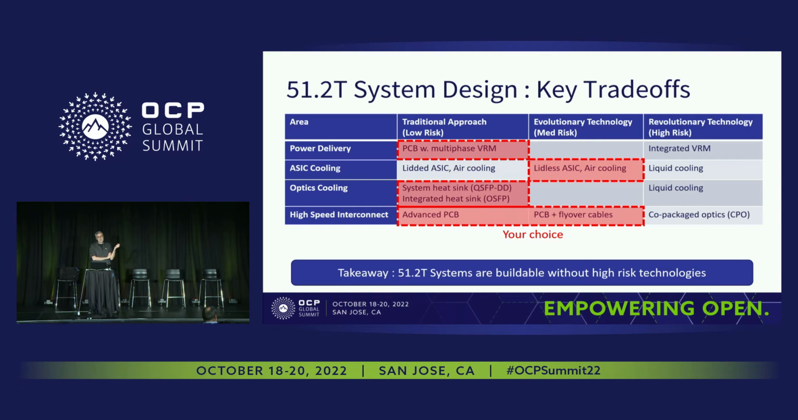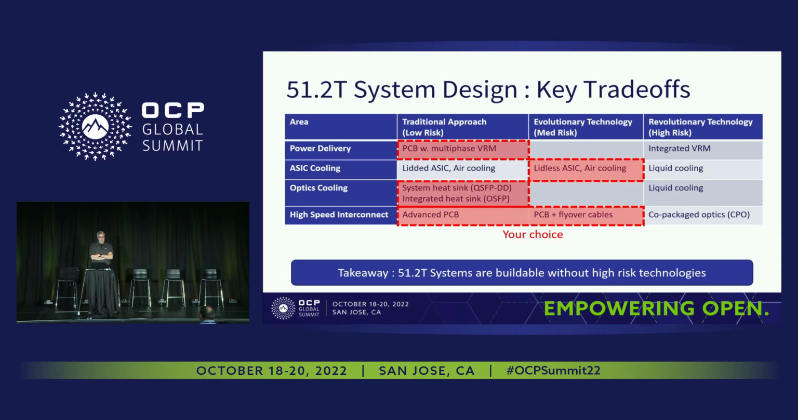So this is a reprise of the earlier slide with my opinion on this, but I encourage the discussion after the talk. On the power delivery side, I think we've established that we do not need to move into integrated voltage regulators, which is good, so we can stay in the low risk camp. On the ASIC cooling side, though, because of the power scaling challenges that we're seeing in semiconductor technology, especially on the analog side and SerDes side, and especially as we look forward to 200 gig per lane, we're accepting a little bit more risk to remove the lid from the semiconductor to cool it better.